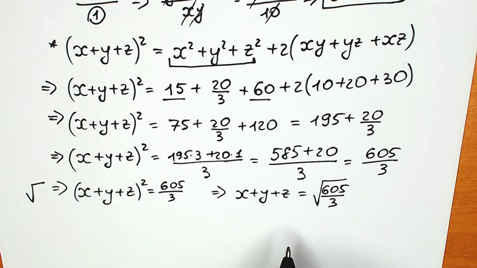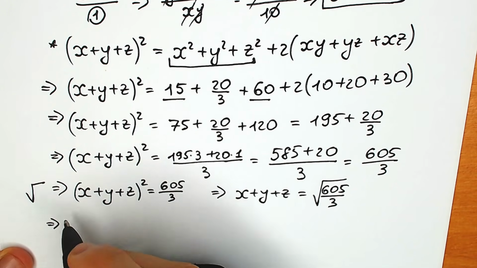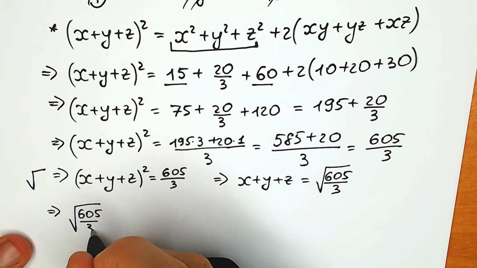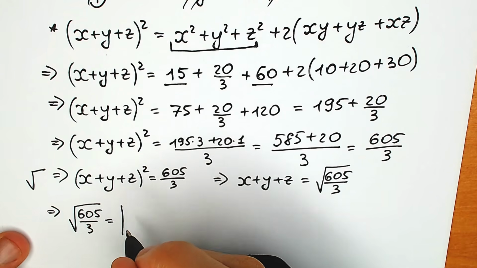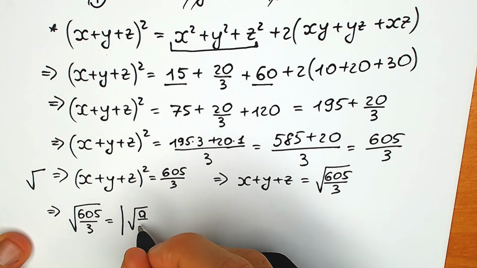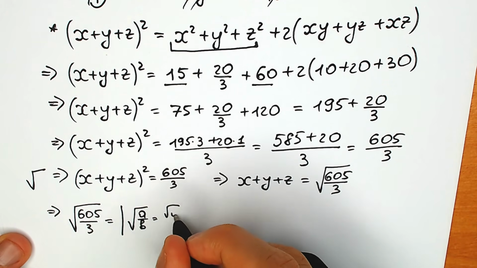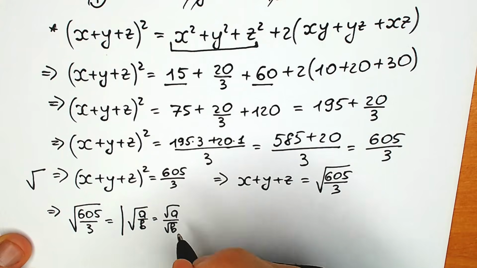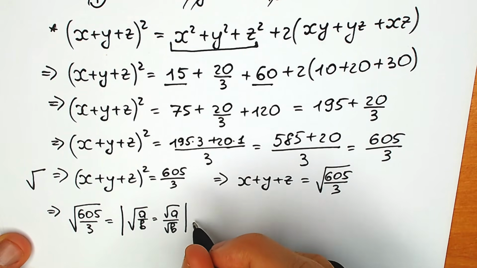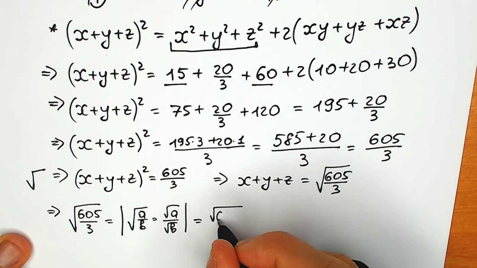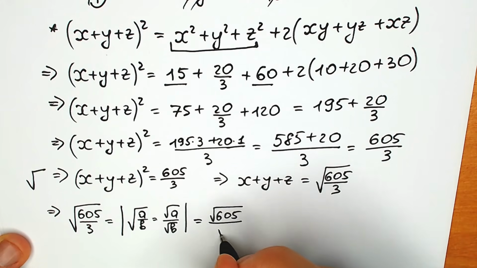Let's try to simplify it. First of all, let's rewrite it: square root of 605 over 3. In terms of basic algebra property, whenever you have an expression like square root of a over b, we can easily split this square root like square root of a over square root of b. So we can consider it as square root of 605 over square root of 3.